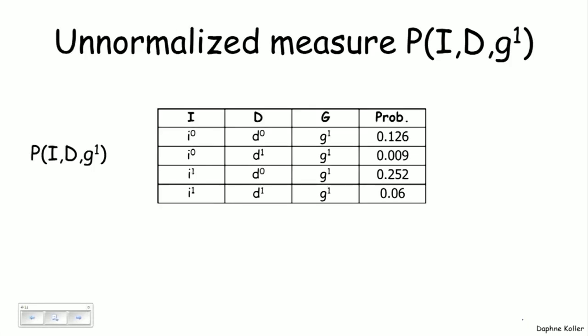Here's a different factor. An unnormalized measure is a factor also. In this case, we have a factor such as the probability of I, d, g1. Notice that in this case, the scope of the factor is actually I and d, because there is no dependence of the factor on the value of the variable g, because g in this case is constant. So this is a factor whose scope is I and d.